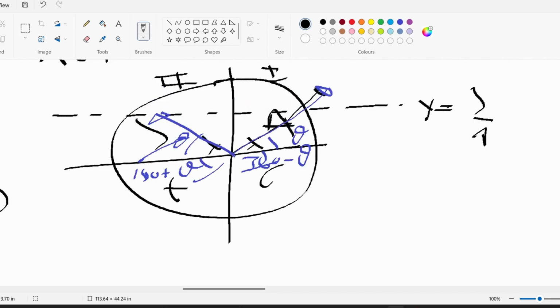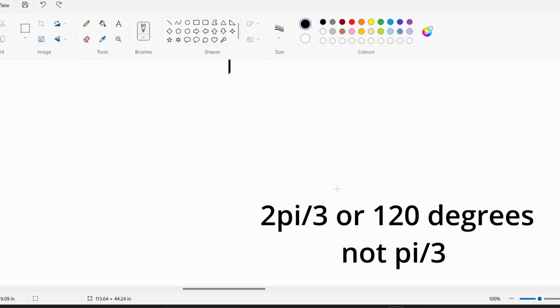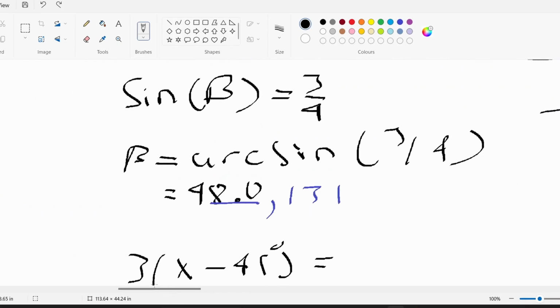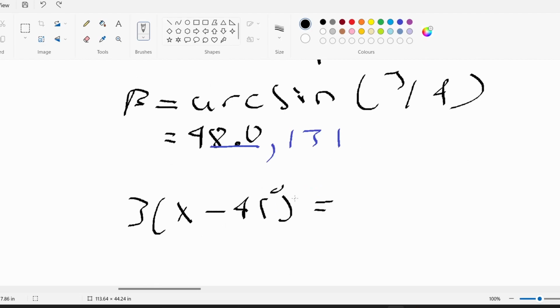Remember that. If we had an answer like this, then it would restart every pi. Or if we had this, or this, and it reflected every 120, the period would be pi over 3, or 2 pi over 3. It would just be 120 degrees. So what you need to know.